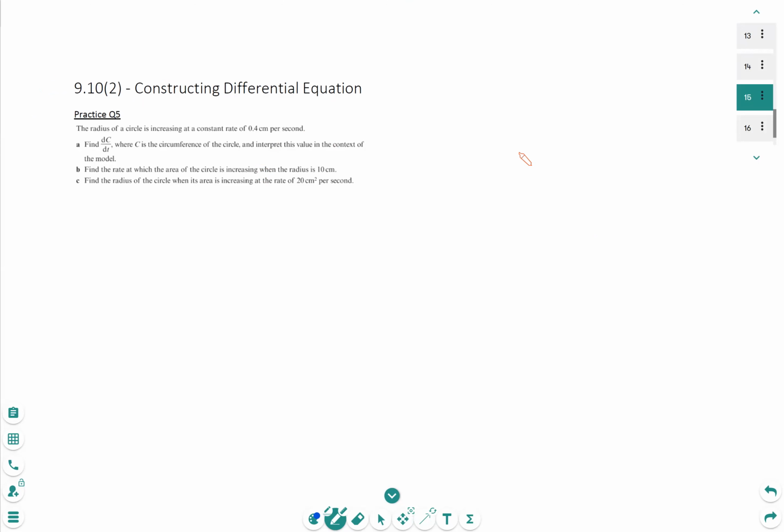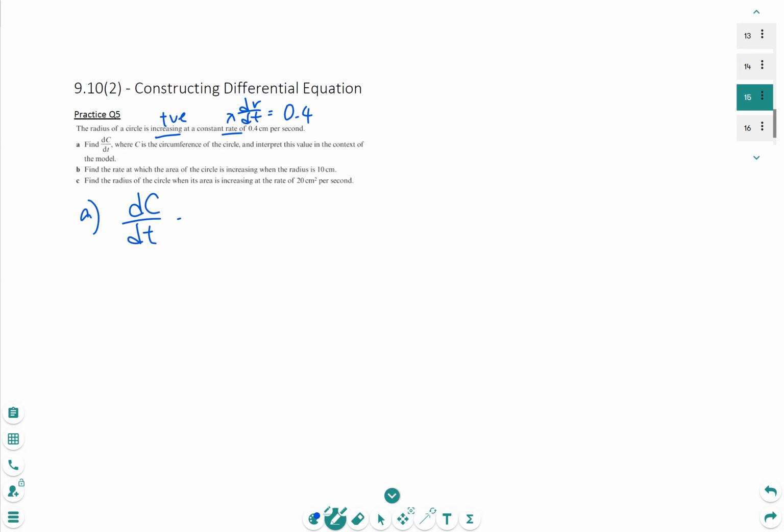Now this one, maybe I'll give you the answer one by one, so then you can have a go at the next one. Can try itself. The radius of a circle is increasing at a constant rate of 0.4 centimeter per second. So the rate we're measuring is the radius, so dr by dt equals 0.4. Find dc by dt, where c is the circumference of the circle. So we need to use the same structure again.